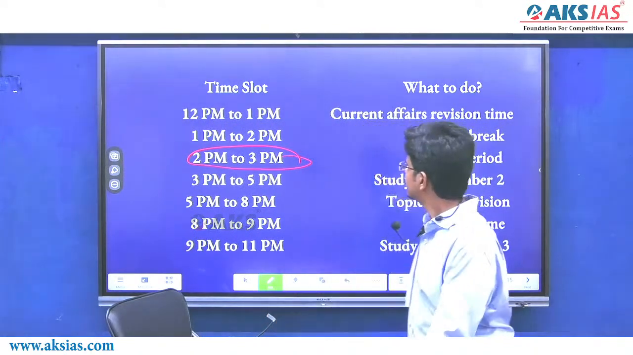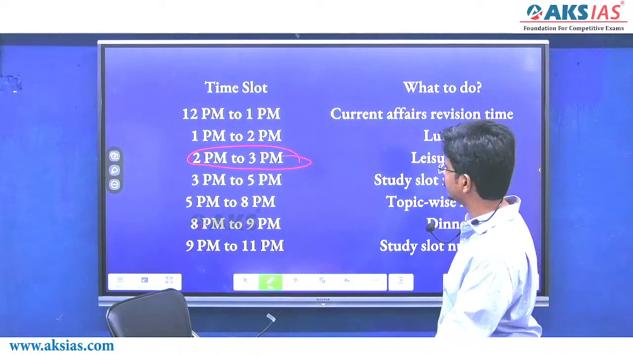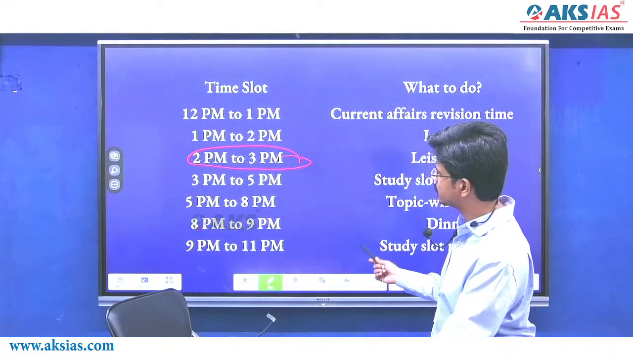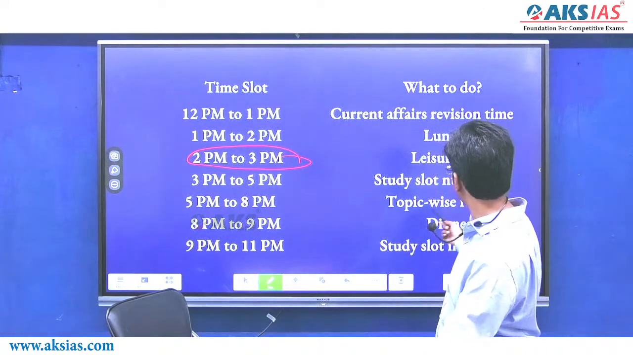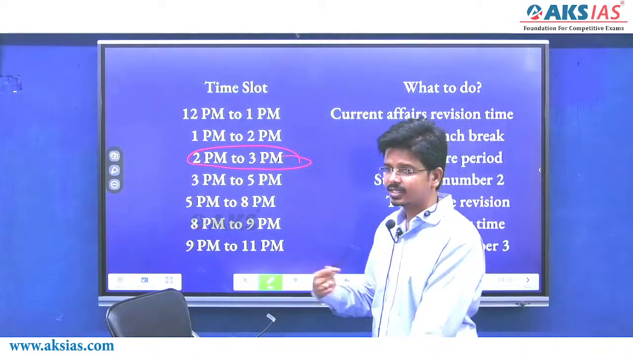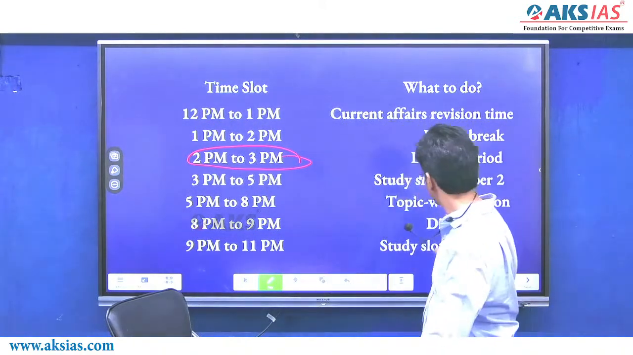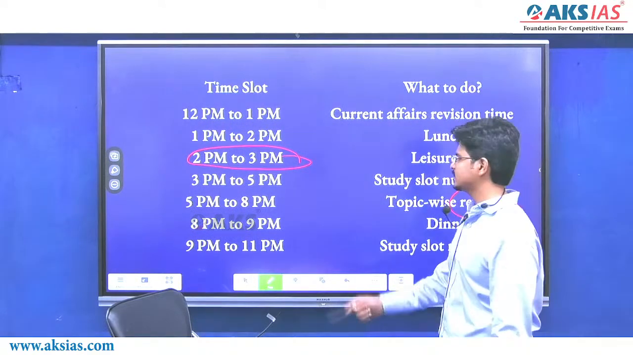Okay. 3 p.m. to 5 p.m., study slot number 2. So she's having a 2-hour study slot. Then 5 p.m. to 8 p.m., topic wise revision. So whatever has been read that day, revision is also crucial. That is the key takeaway for us from this timetable.